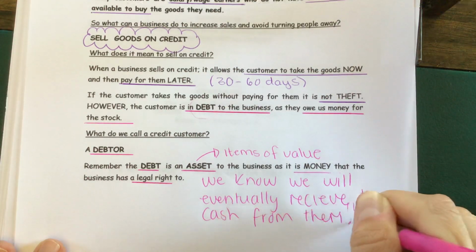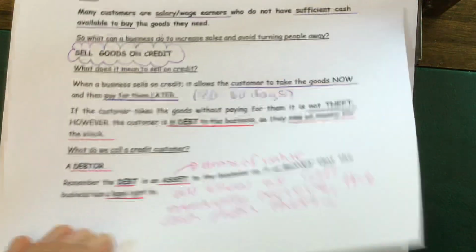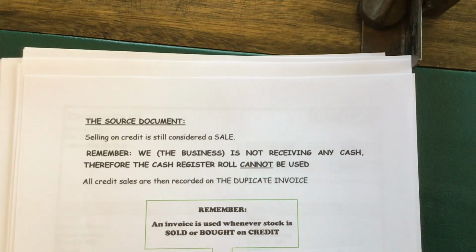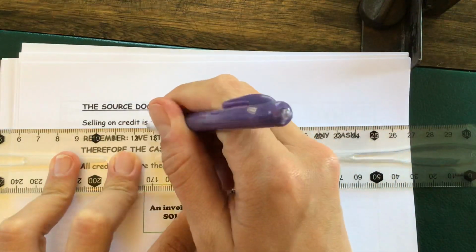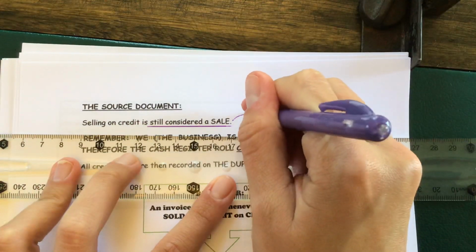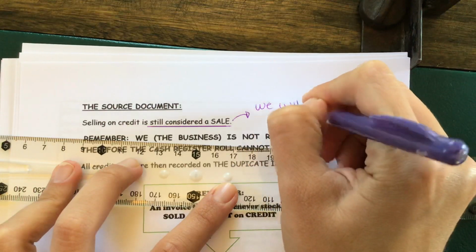Okay, and that's why debtors are seen as an asset, because we know that eventually we will receive cash from them. And remember, cash is always an asset. Now, this source document, we need to remember that when we sell on credit, it is still considered a sale. Why is it still considered a sale? Because we will eventually receive the money.